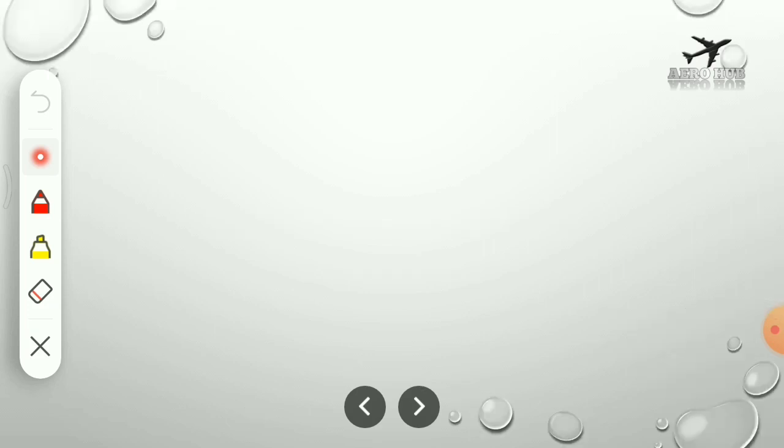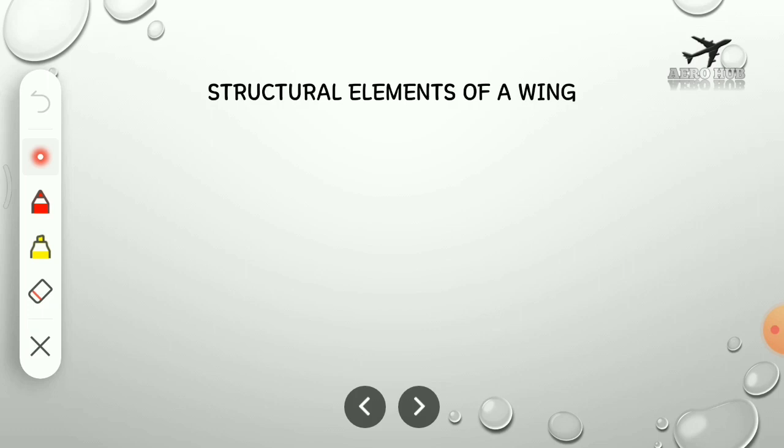Let's start. First of all, we'll be discussing the structural elements of a wing. I have told you a structure is an assembly of load carrying members. For a wing, we have different types of members: the skin, spars, stringers as well as the ribs. The skin will be carrying the shear stress and the spar will be carrying the bending load. Stringers will be carrying the axial load and ribs will be carrying the concentrated load. We will be discussing the load transfer in a wing in the upcoming lecture.